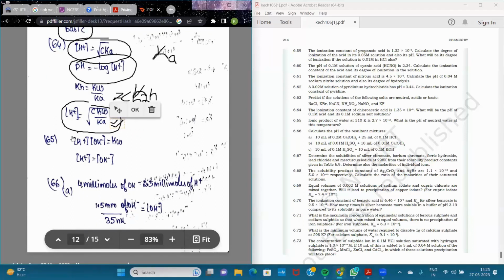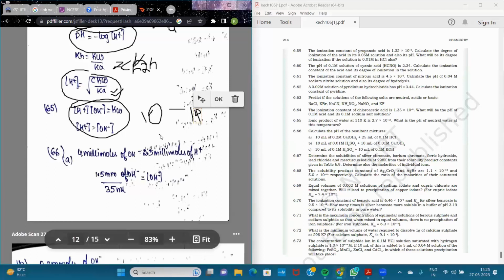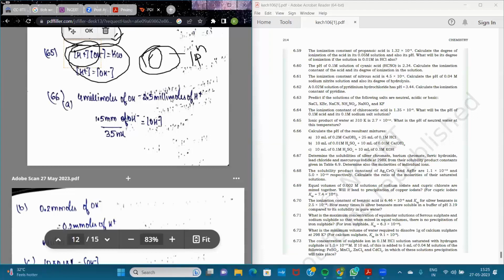65th question, the ionic product is given as 2.73 into 10 power minus 14. Generally, it would be 10 power minus 14, but here a different temperature is considered, so the value of Kw is different. We need to find the pH of neutral water, so we need the concentration of H plus. As water is neutral, the concentration of H plus and the concentration of OH minus are the same. So if we use that, H plus concentration can be obtained. So pH is minus log of concentration of H plus.